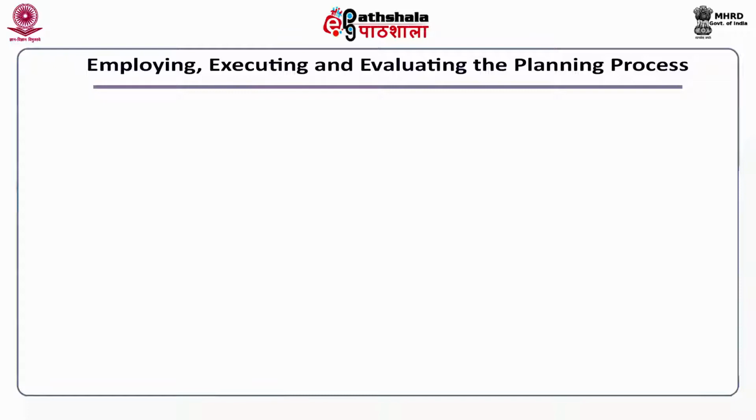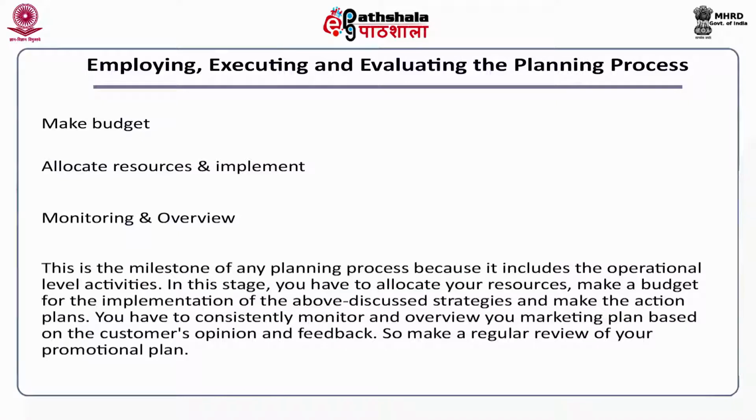Fourth is employing, executing and evaluating the process of planning. Make a budget, allocate resources, and implement, monitor and overview. This is the milestone of any planning process because it includes the operational level activities. In this stage, you have to allocate your resources, make a budget for the implementation of the above discussed strategies, and make the action plans. You have to consistently monitor and overview your marketing plan based on customer opinion and feedback. So, make a regular review of your promotional plan.